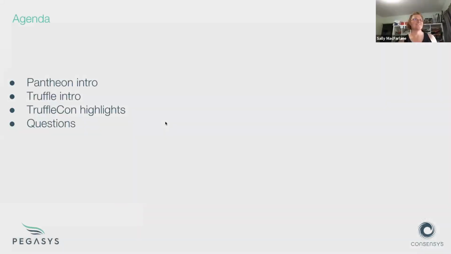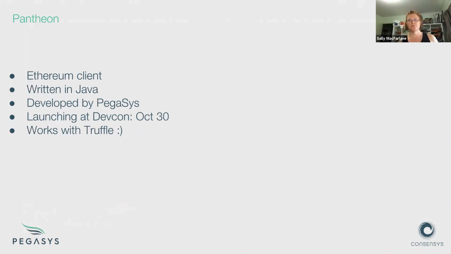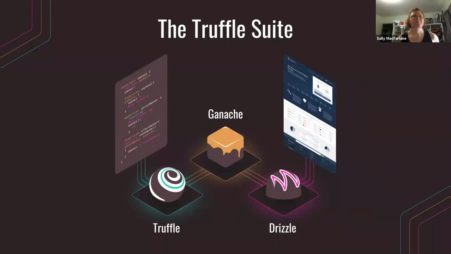So, as I said, a bit of an intro into Truffle and TruffleCon highlights. Just quickly, Pantheon, the product that we're building at Pegasus, is an Ethereum client. It's written in Java. We're launching it officially and open sourcing it at DevCon in, I think it's just over a week now. And you can use it with Truffle. So that's why I went to TruffleCon.